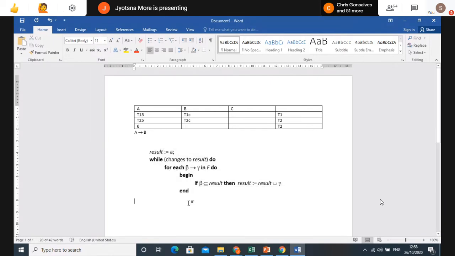Okay. So now, based on this, what the algorithm says is, for any functional dependency which is present in F, you have to check whether beta is present in your attribute alpha or not. If it is a subset of your result, then whatever it determines, you have to add by union with your result. Suppose I am taking the result as equal to alpha.